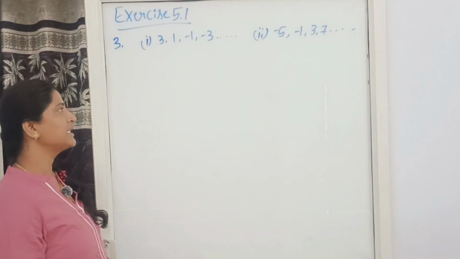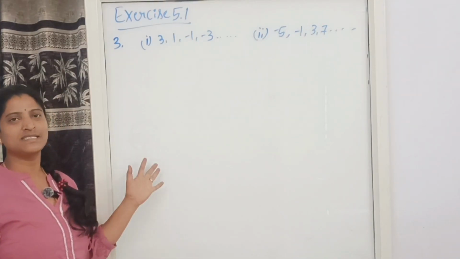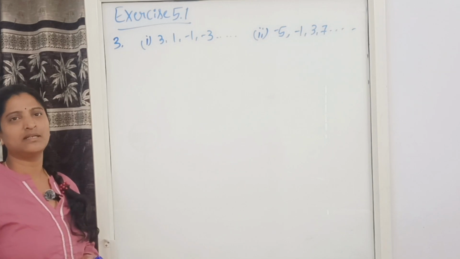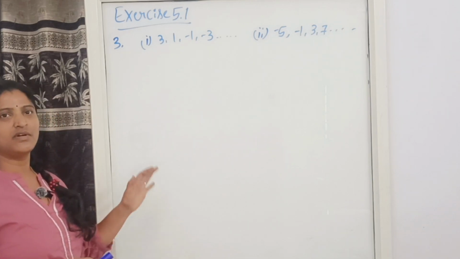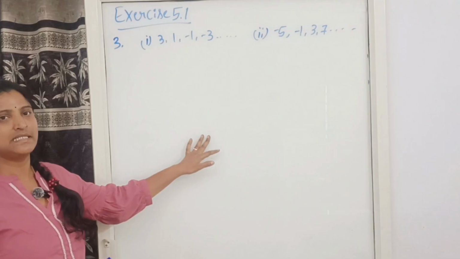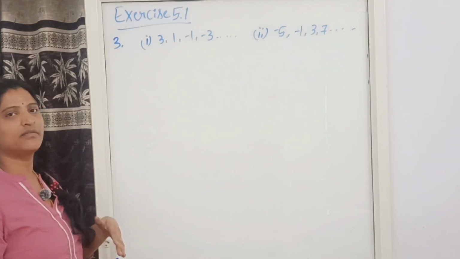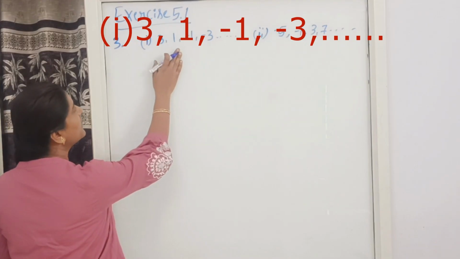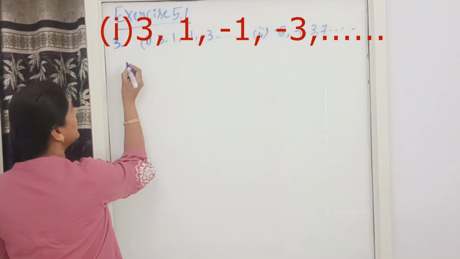The question is, for the following APs, write the first term and the common difference. Here 4 APs are given. We need to find the first term and common difference. It is for more understanding about the meaning of arithmetic progression. What we said here, the common difference should be the same, no? So here we need to check with the given AP. Let us see, the first one is 3, 1, minus 1, minus 3.